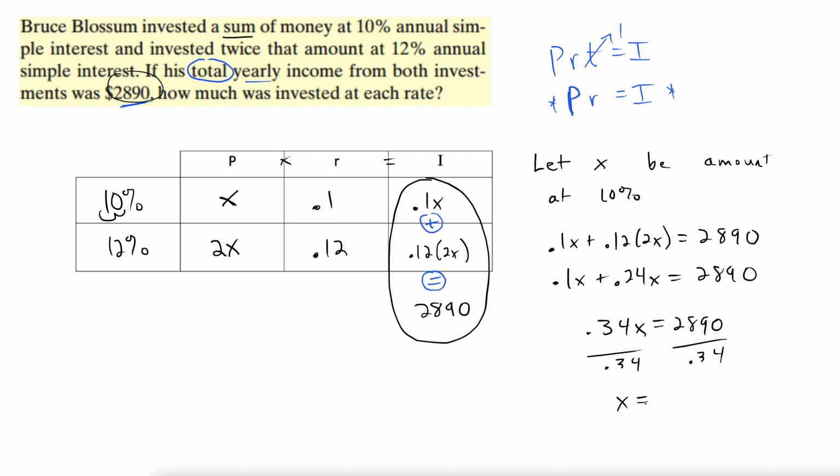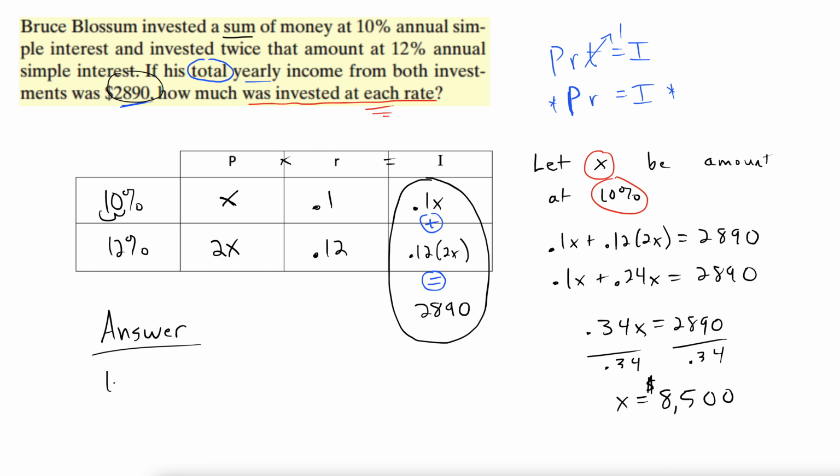May have to use a calculator for that. 8,500 dollars. Now this is not our final answer, right? We haven't answered the question. It says how much was invested at each rate. So we just have x. We haven't even said what rate that was. Well, X was 10%. So our answer looks something like this. Here's our final answer.